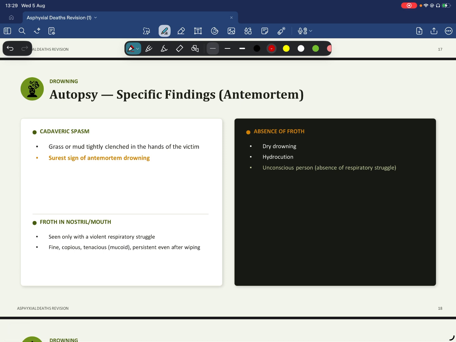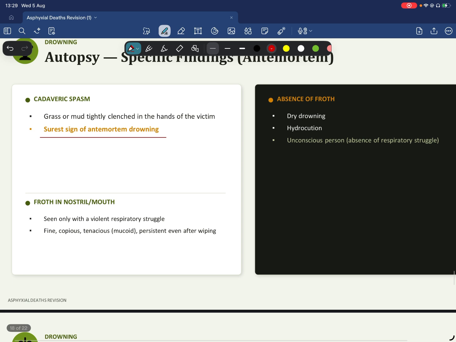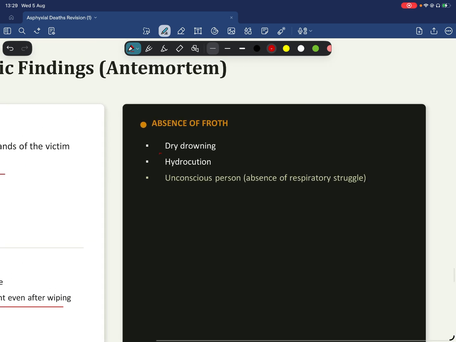Specific findings in autopsy: we have cadaveric spasm. Grass or mud may be tightly clenched in the hands of the victim. It is the surest sign of antemortem drowning. Froth in the nostril or mouth is seen in violent respiratory struggle. It is fine, copious, tenacious, mucoid, and persistent even after wiping. Absence of froth may be in dry drowning, hydrofusion, or if the person was unconscious at the time of drowning.